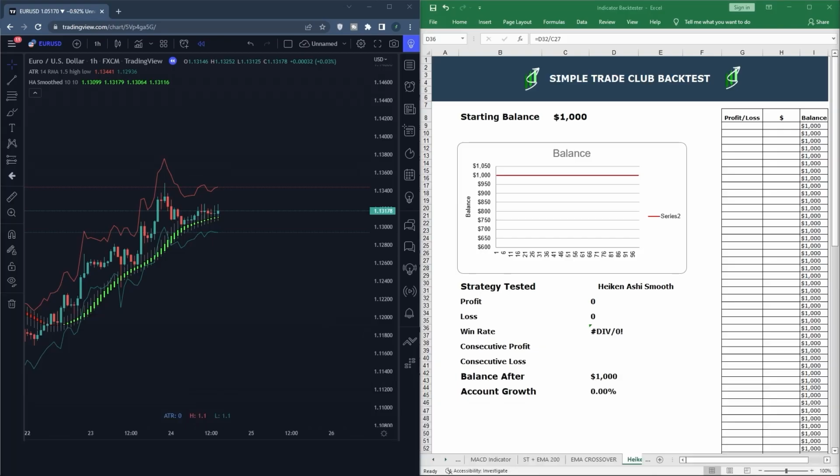Backtesting Heiken Ashi Smooth Candle. Now let's test the Heiken Ashi Smooth Candle for 100 trades. The starting balance of this test is $1,000. We will use 1 to 1.5 risk-reward ratio, with 1% of risk for a single trade. If we lose, we will lose $10. And if it profits, we will get $15. We will do the test on EUR/USD with 1 hour time frame. Now let's get started.